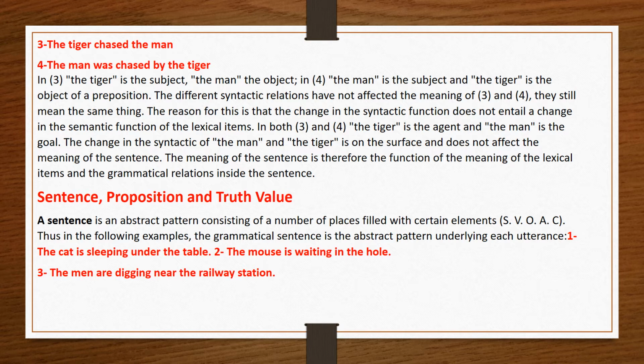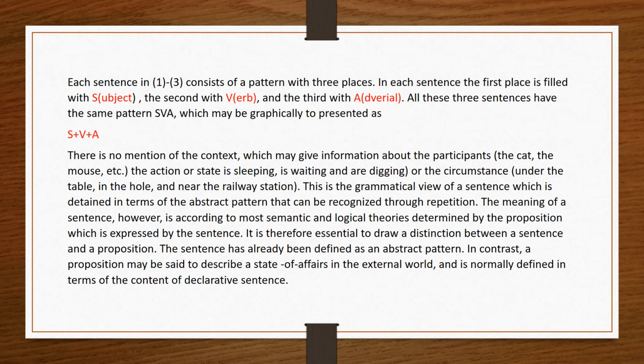In all the 3 sentences we have here, as you see, we have the subject and the verb, and after the verb you have a preposition. As you know, in the first one we have "under", in the second we have "in", and the third one is "near". Okay, so here we have the 3 sentences according to grammatical sentences.